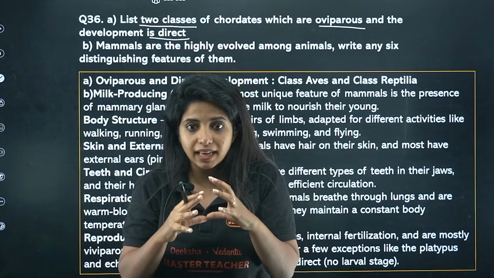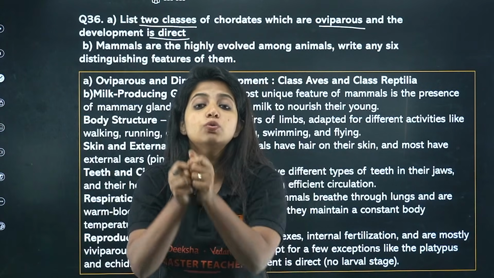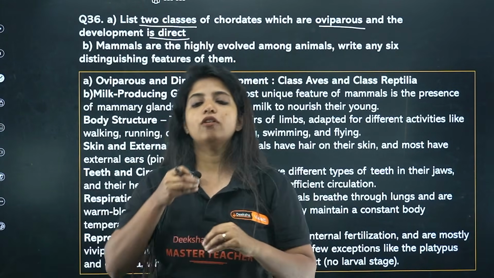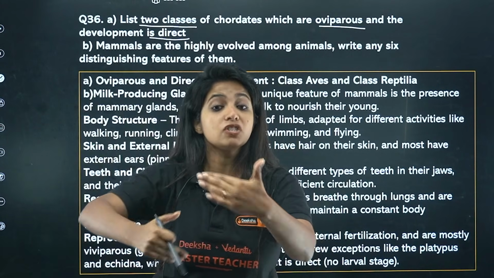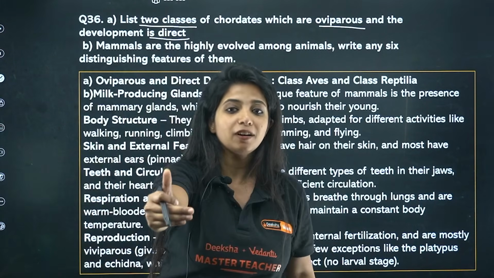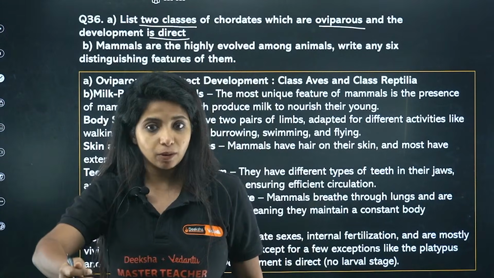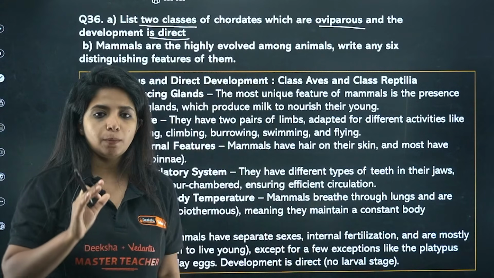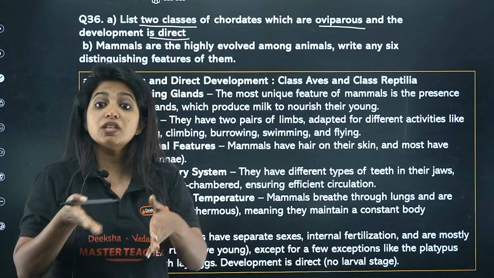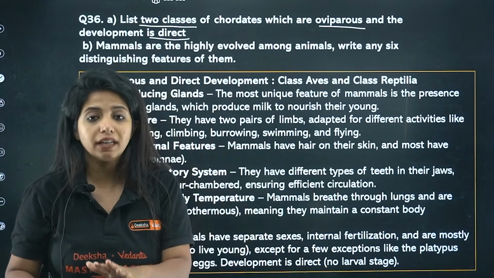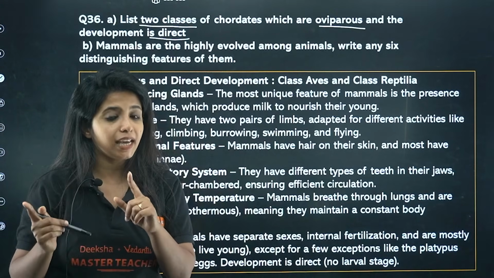That means if an egg is there, that egg is going to give rise to a new one. It's not like the egg is going to form a larva, pupa, and then go on. If there are multiple stages in between the egg and the adult form, we say it is indirect development. Here we are talking about direct development. So only 2 classes are there in the case of chordates which are both oviparous as well as show direct development. Oviparous, as I said, means egg laying.